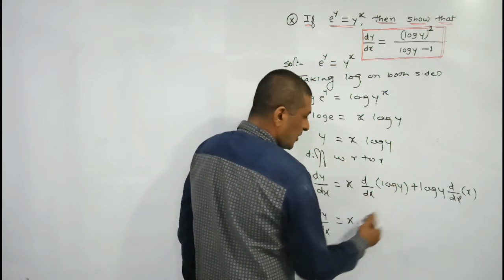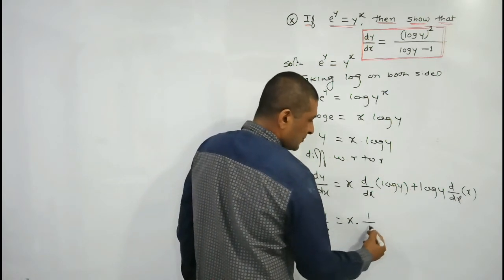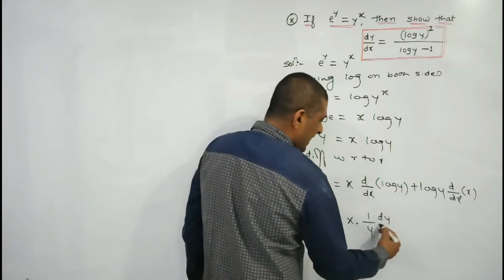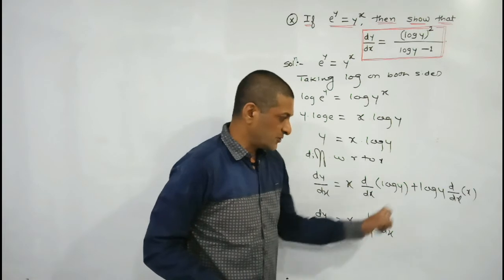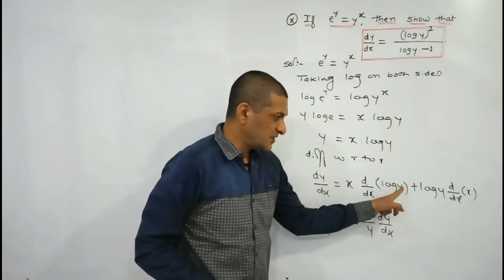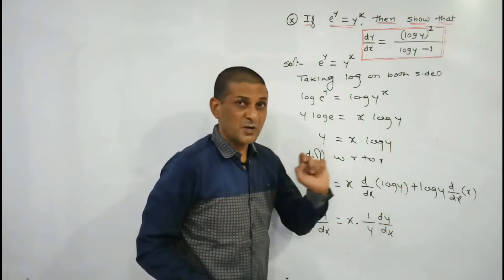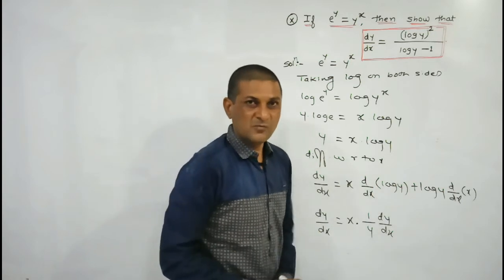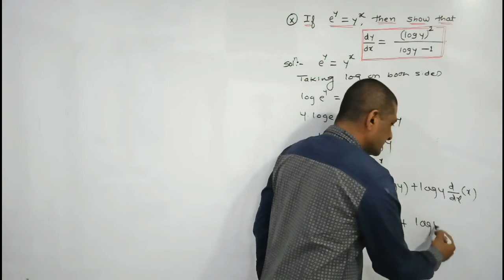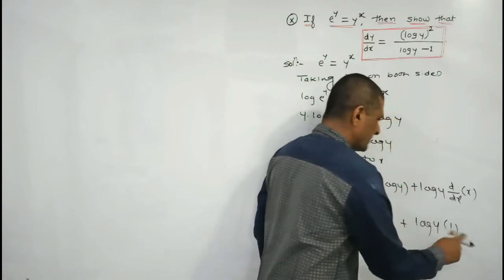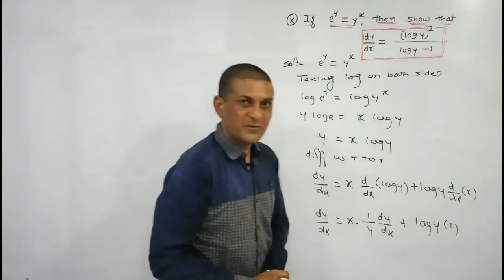What is the derivative of log y? Derivative of log y is 1 upon y into dy by dx, because it is in the form of log f of x. So its differentiation is 1 upon f of x into derivative of f of x. f of x is what here? y. So derivative of y means dy by dx. On this side, log y as it is, derivative of x will be equal to 1. So we have taken the differentiation of every term.